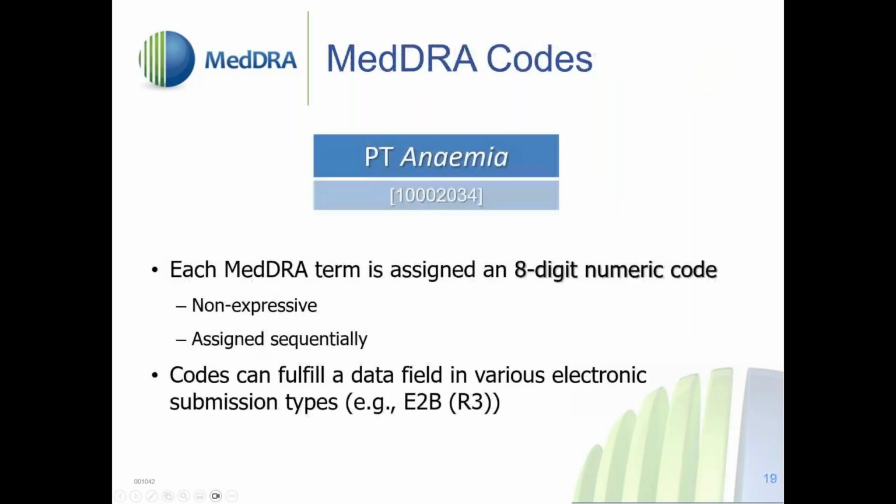So you'll see the anemia with the AE spelling at the PT level, but the US spelling is also available at the LLT level. So for standardization to work, especially in electronic data exchange, there must be numeric codes. So there has to be a code in numeric format. Every single term in MedDRA is assigned a unique 8-digit numeric code that never changes.